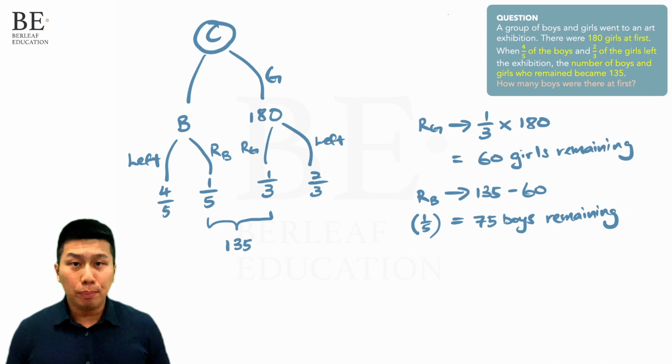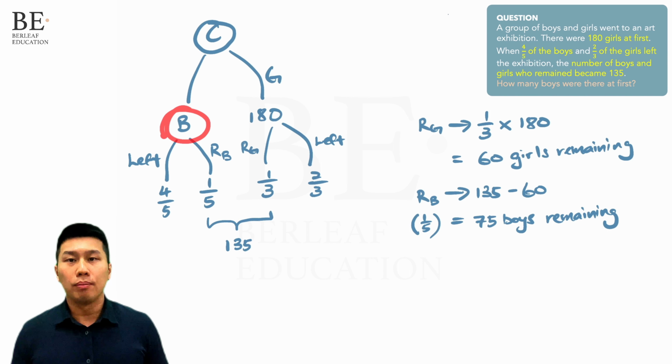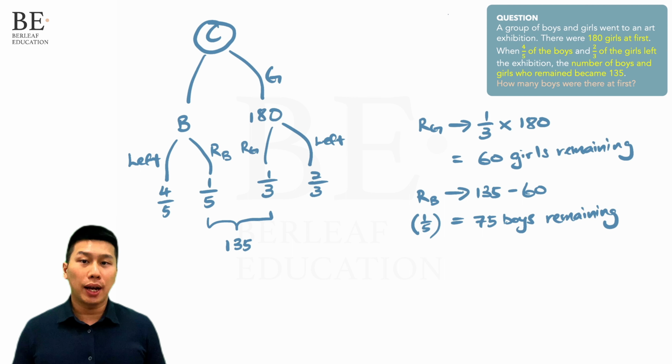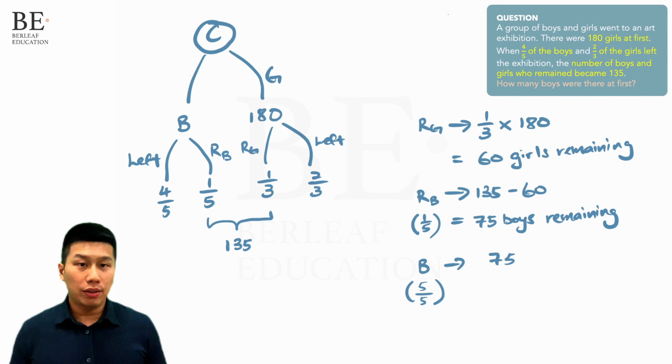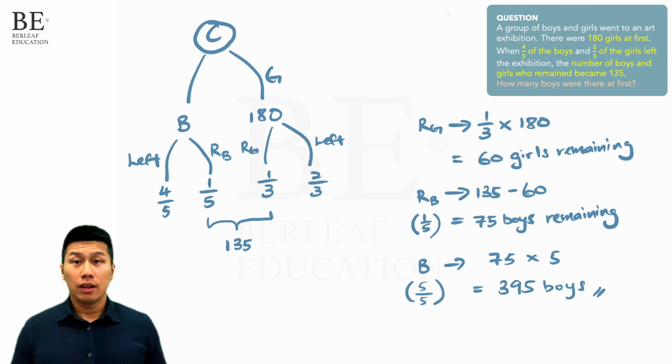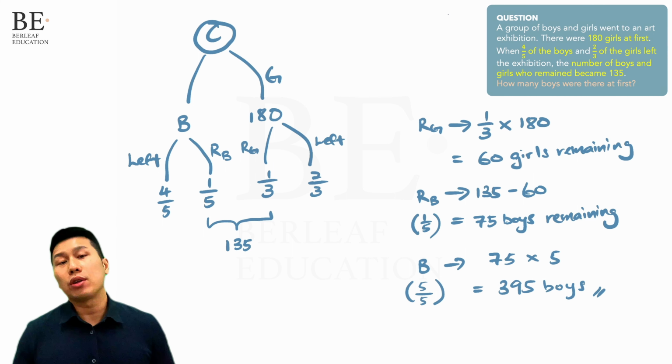And with the understanding of a part-whole concept, we are able to find the total number of boys, which is represented by 5 out of 5. Let's write it out. Boys is represented by 5 out of 5, which therefore we use 75 times 5 to get us the total number of boys, which is 395 in total. And voila, there we go. This is how we solve this question.